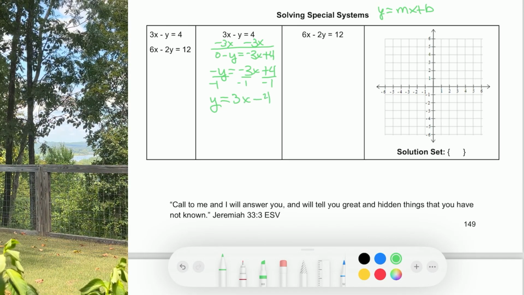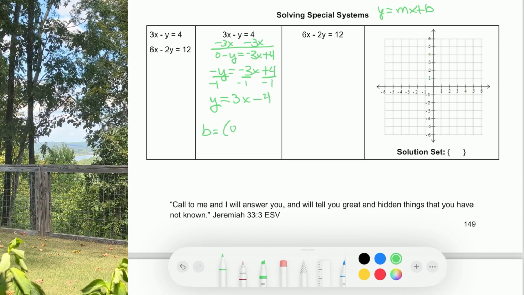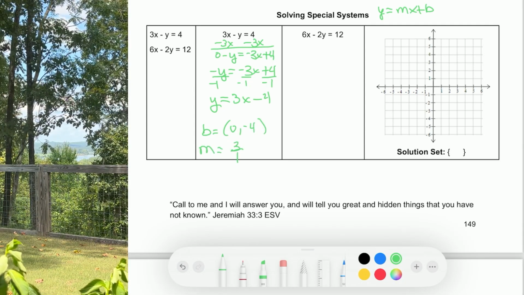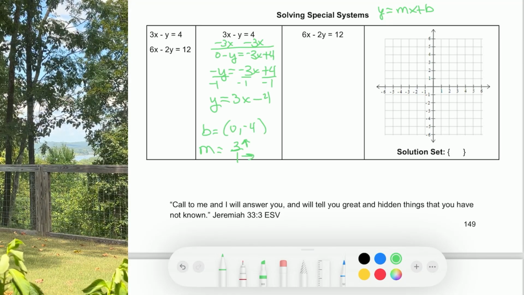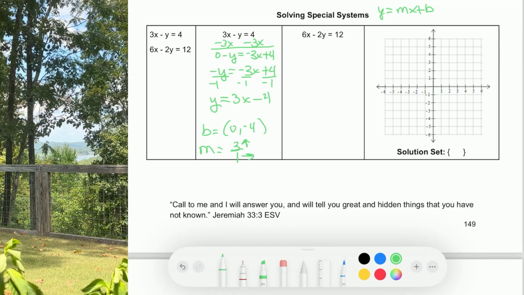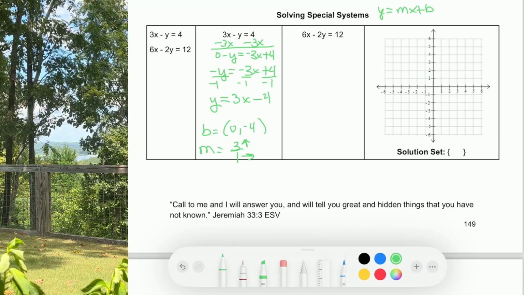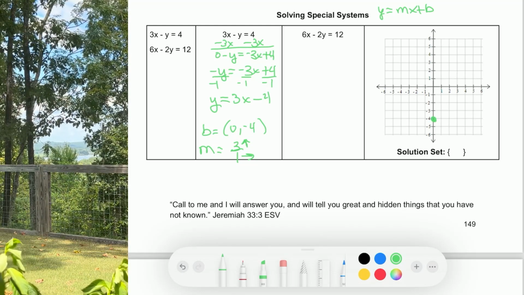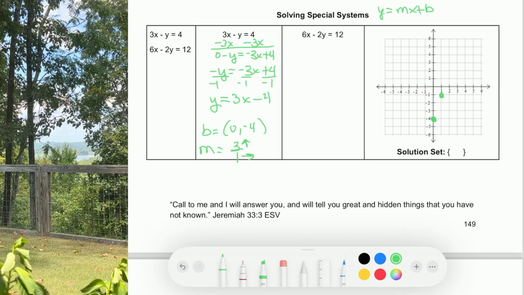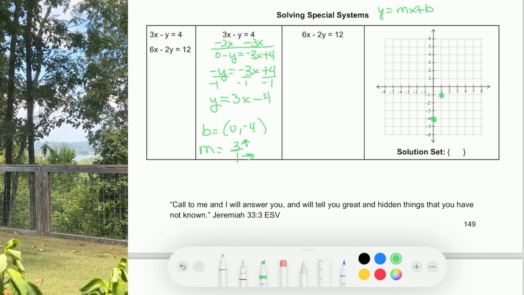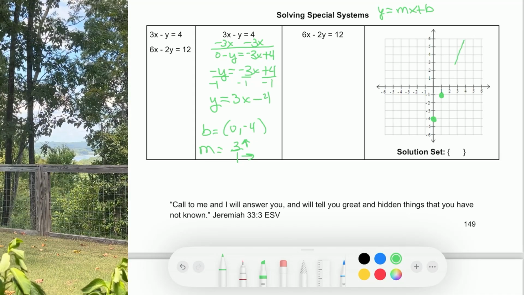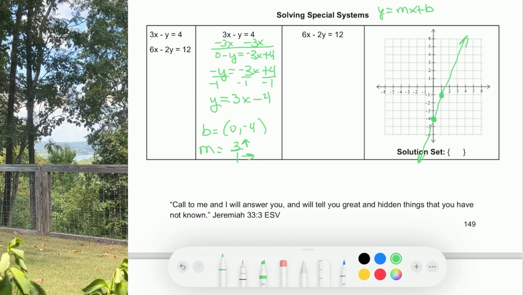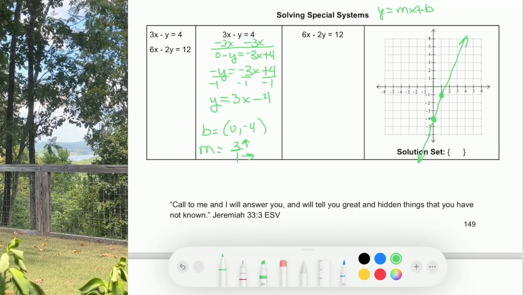My b is going to be (0, negative 4), and my slope is 3 over 1, which is a rise and then to the right. For my first coordinate, my b, (0, negative 4), I'm going to be right here. I'm going to rise 3 and then go over 1. So this is my second coordinate right here. So I'm going to try to draw this as straight as possible. That might be slightly off. We'll have to see when we plot our second line and see how they interact.